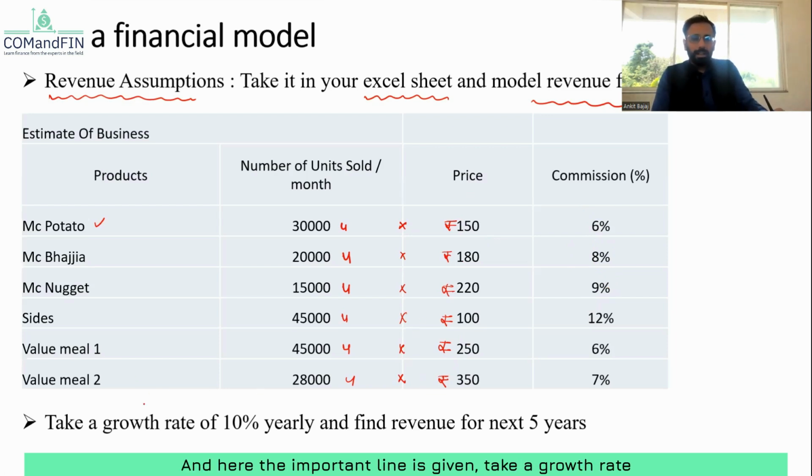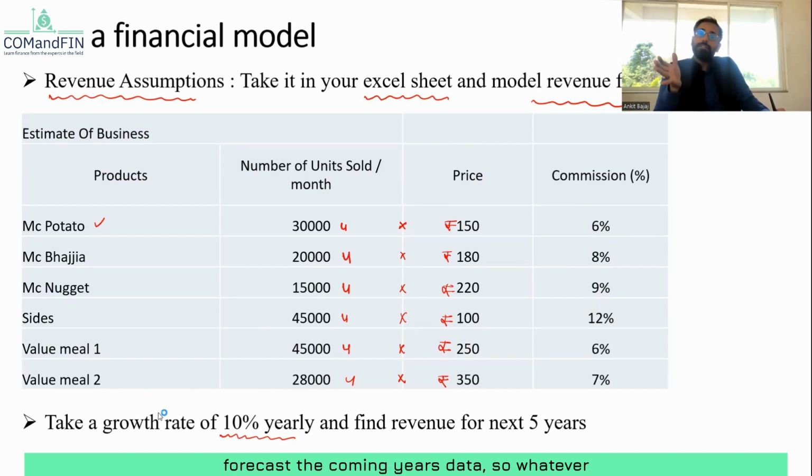And here the important line is given: take a growth rate of 10% yearly. Now, this is the year one data given here, right? Year one data is given to us. Now, what we have to do if we want to forecast the coming years' data.